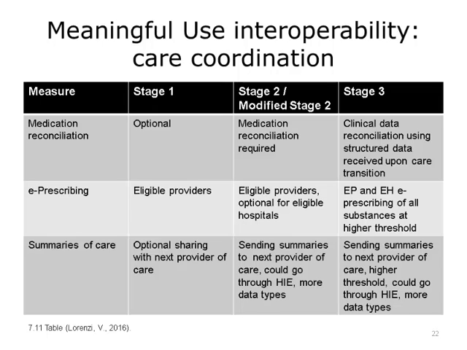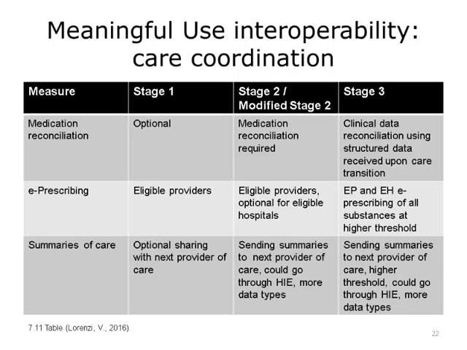And what about actually sharing data with the next provider of care? In Stage 1, you just had to test that you could do it. In Stage 2, you are now required to start sending summaries of care to the next provider of care. But it was a low threshold at 10%.